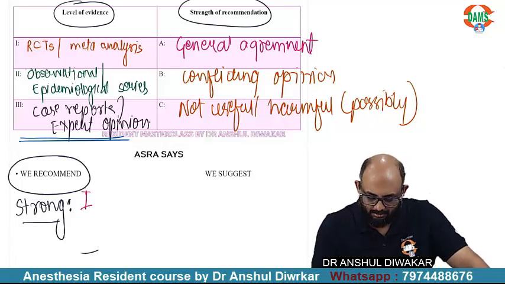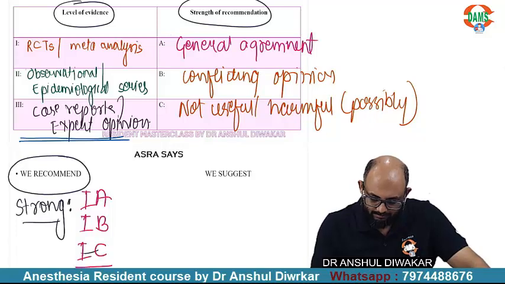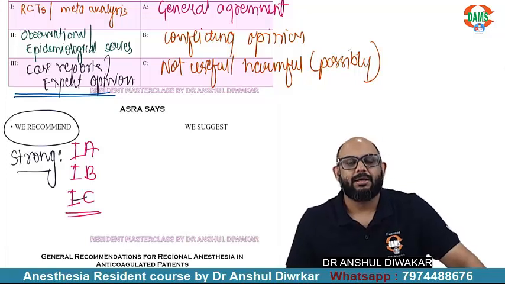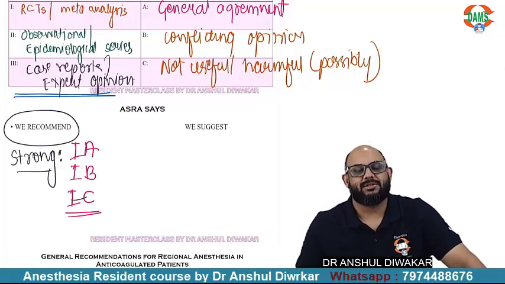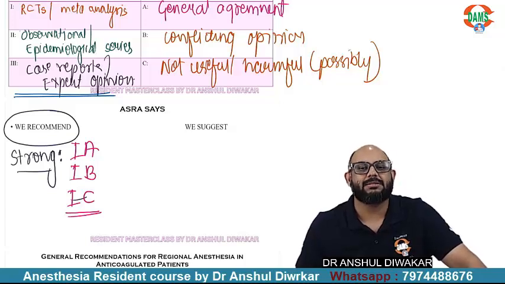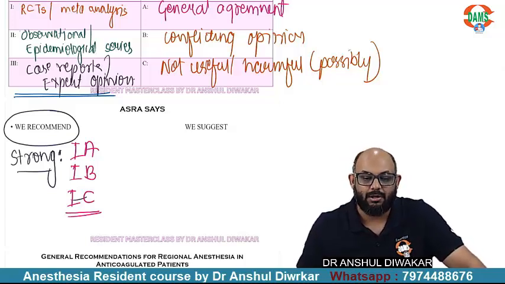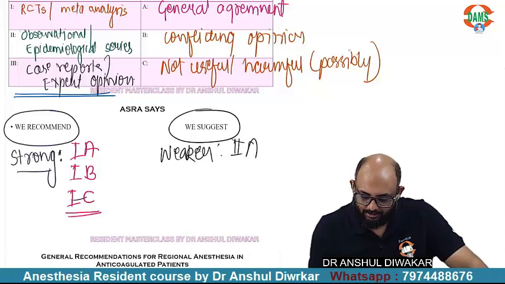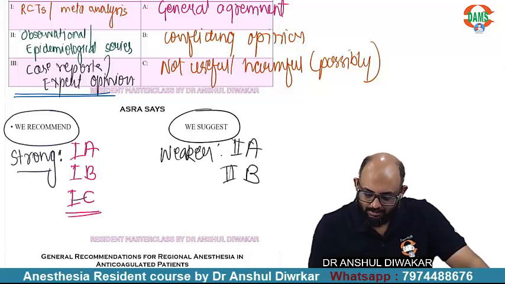1A, 1B, 1C. The strength of recommendation would be strong. 1A, based on RCT meta-analysis, general agreement; based on RCT meta-analysis, conflicting opinion; based on RCT meta-analysis, not useful or even possibly harmful. When the ASRA says we suggest, then they use weaker level of recommendation, that is 2A, 2B, 2C.